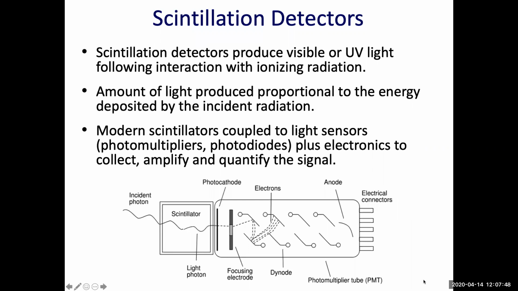Increase the energy of the radiation, and you increase the amount of light produced in the crystal. So modern scintillators are coupled to a light sensor, which could be photomultiplier tubes. This is the scintillator coupled to a photomultiplier tube or photodiode and digital detector, plus electronics to collect, amplify, and quantify the signal.